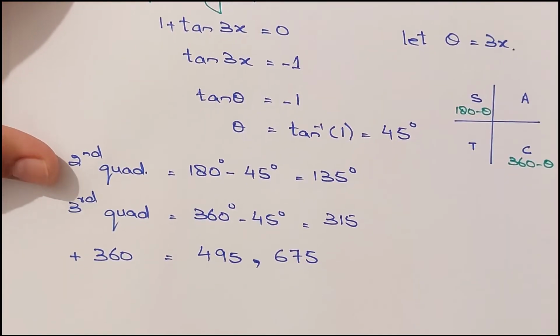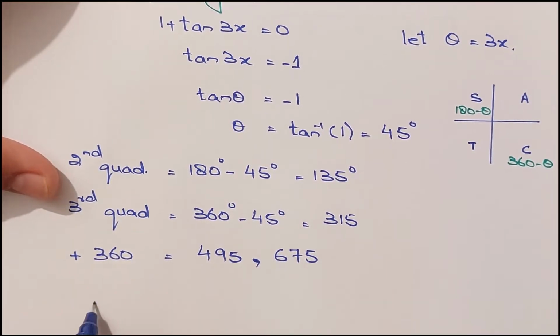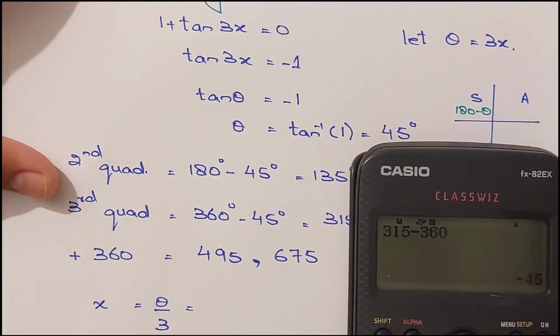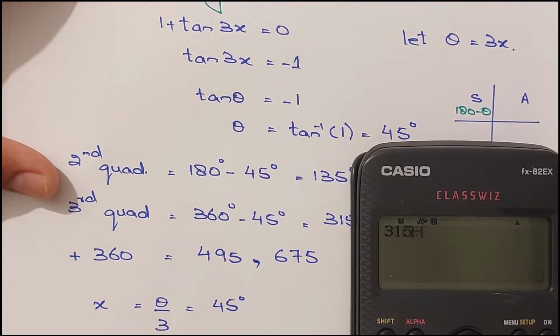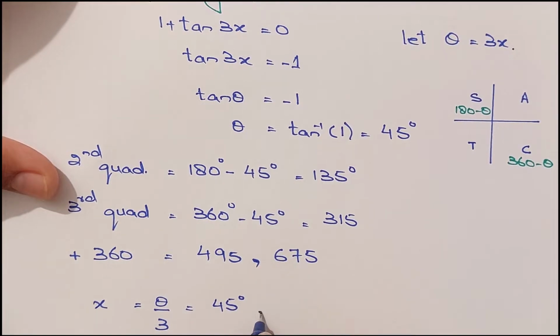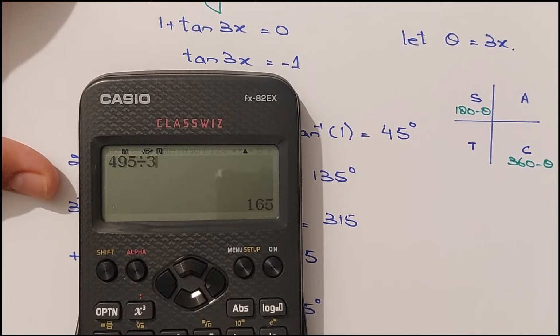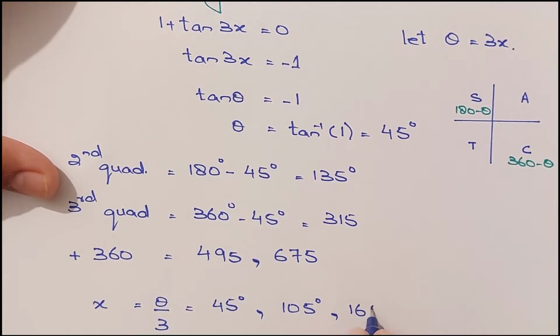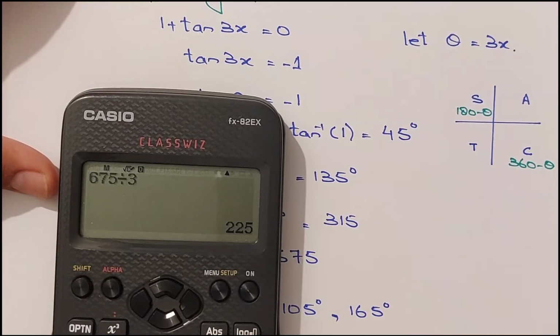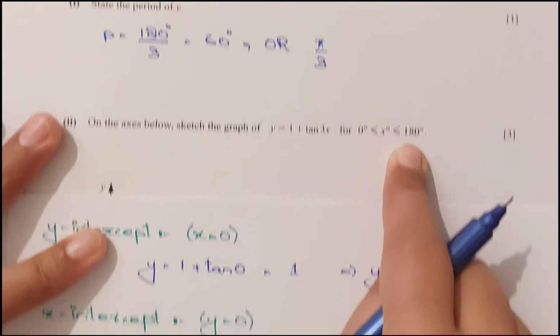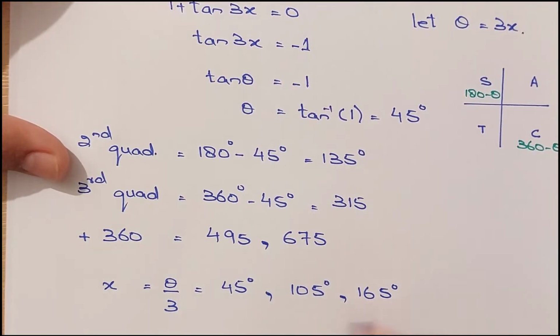Now let me find the x values by dividing all the values of theta by 3. So x equals theta divided by 3. 135 divided by 3 is 45 degrees, this belongs to the domain. 315 divided by 3 is 105, this also belongs to the domain. 495 divided by 3 is 165, this belongs to the domain. 675 divided by 3 is 225, this is more than the domain of 0 to 180, so we are not taking this as an x-intercept. So these are the x-intercepts.